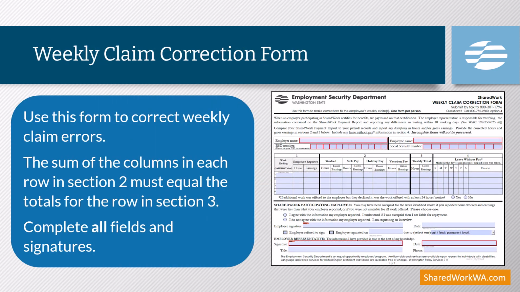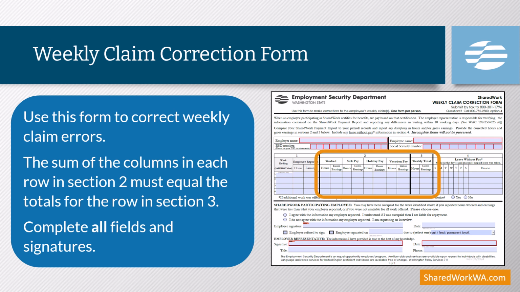We sent you 3 forms in your welcome email to help you manage your shared work plan. The first form is the weekly claim correction form. If you find a discrepancy between your records and any items listed on the payment report, you are required to submit a correction form within 10 days of receiving the payment report. This is important because we may have paid them improperly. Prior to submitting a correction form, make sure the full Social Security number is included. Week ending date is always a Saturday.